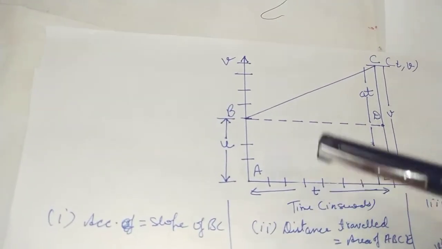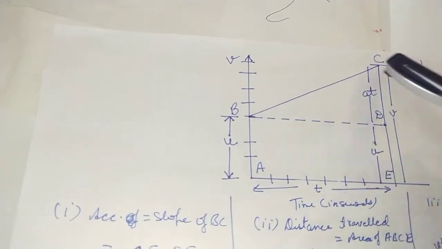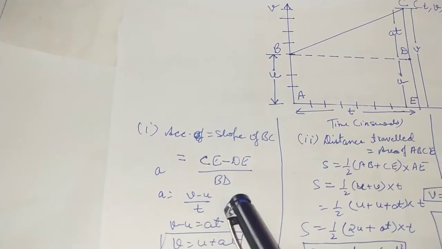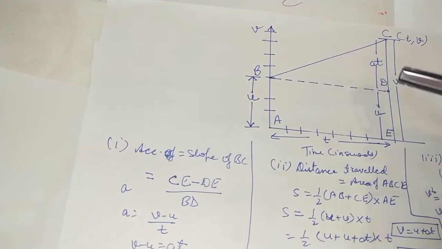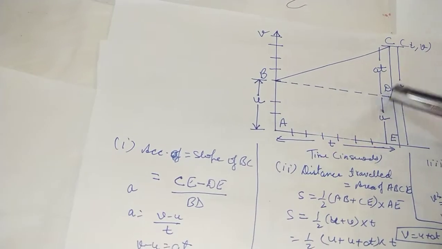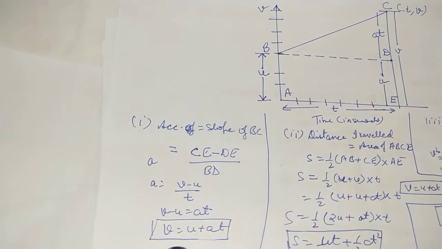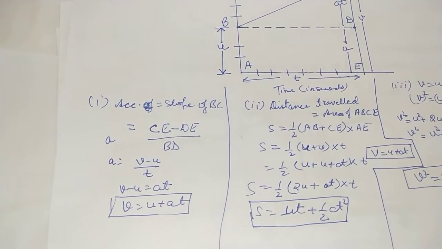Because this is a velocity-time graph, we will first calculate the acceleration. To calculate the acceleration, we will calculate the slope of BC. So a will be equal to (v minus u) upon t. The difference in the y-axis values is going to be this upon this. On transforming and cross multiplying, what we get is v equals u plus at, the first equation.